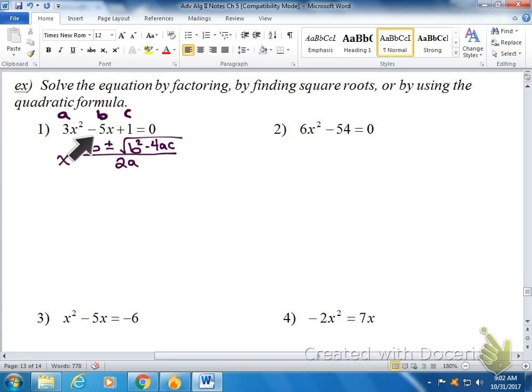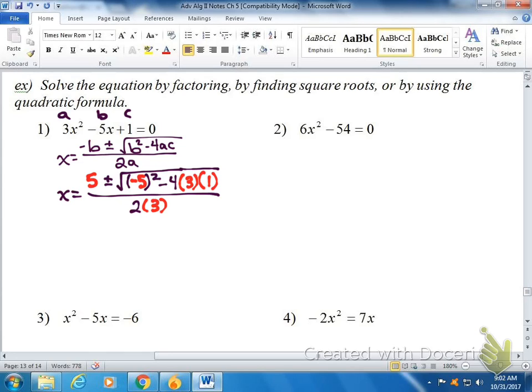Notice how b is negative 5. So a is 3, b is negative 5, c is 1. So when we start this out and we want the opposite of b, so the opposite of negative 5, we're actually going to have 5. But when I plug it in for the next piece, I'm going to have negative 5 squared minus 4 times the leading coefficient 3 times c, which is 1, all over 2a. Now I'm going to do the parentheses, clean up this square root, clean up that denominator.